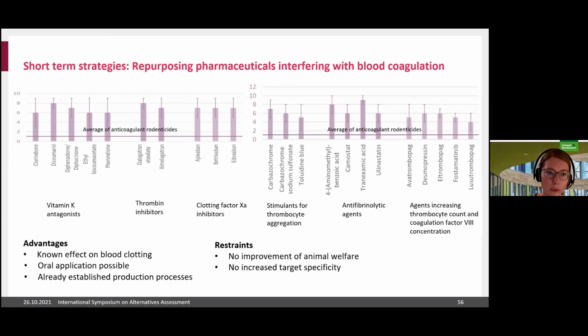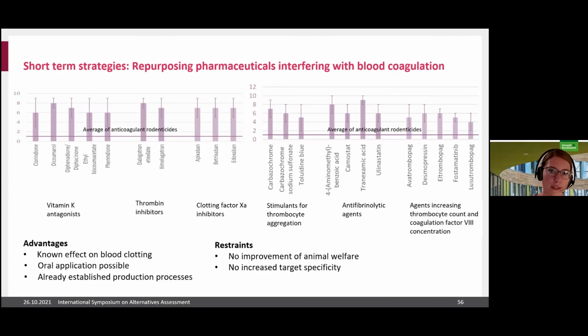The advantages we see is that we have a known effect on blood clotting, so efficacy shouldn't be a problem. We know they can be applied orally because we only chose those that are given orally to patients, and we have already established production processes. However, we have no improvement on animal welfare because the rodents still bleed to death, which is not a very nice way to die. So no improvement on this and no increased target specificity because this mode of action works in all mammals.